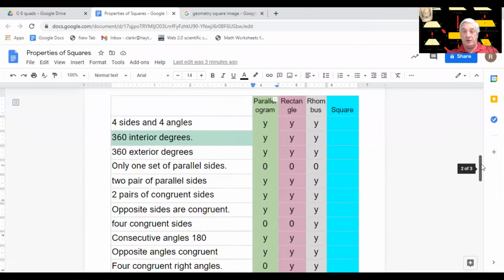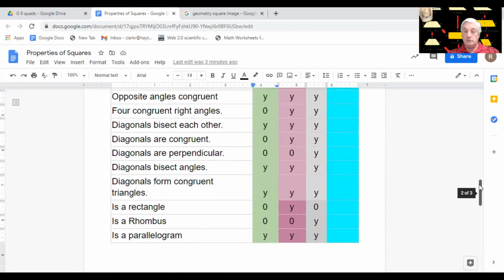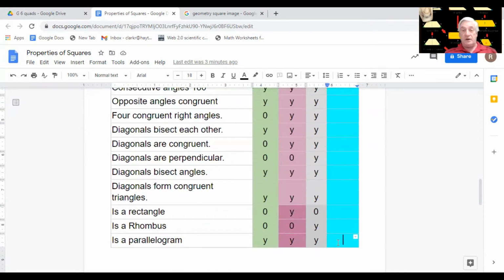Get out your quad chart, move to the quad chart in your books. And the easiest way to do this would be to start at the bottom. Is a square a parallelogram? Yes, it is. Is the square a rhombus? It's equal-sided. That makes it a rhombus. Is the square a rectangle? It has four right angles. That makes it a rectangle. Now, a square has all the properties of a parallelogram, a rhombus, and a rectangle.